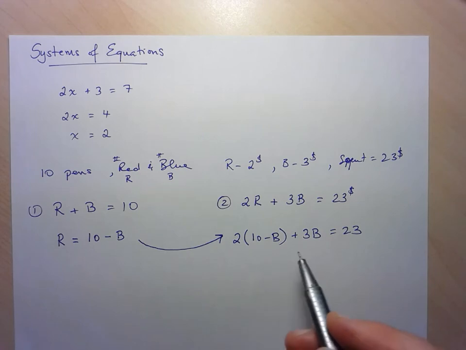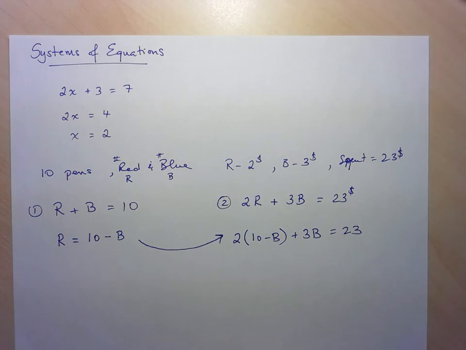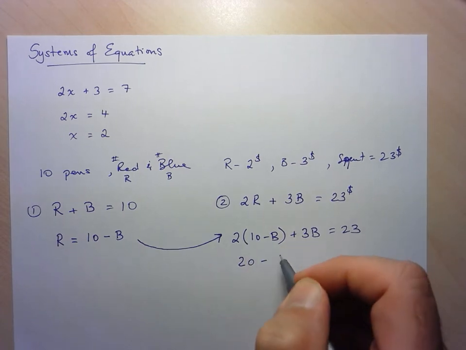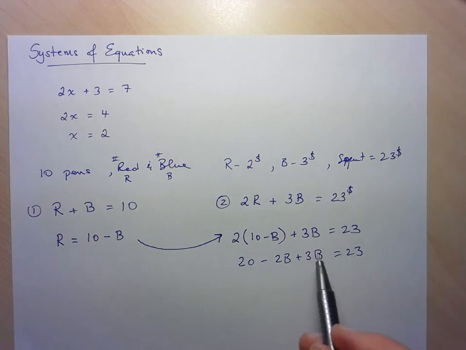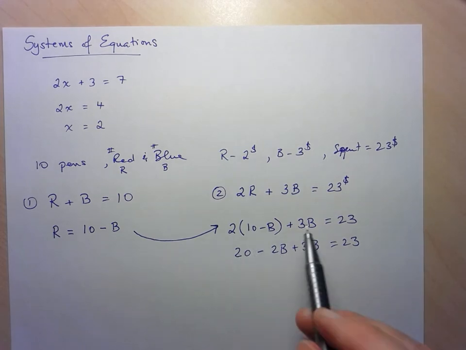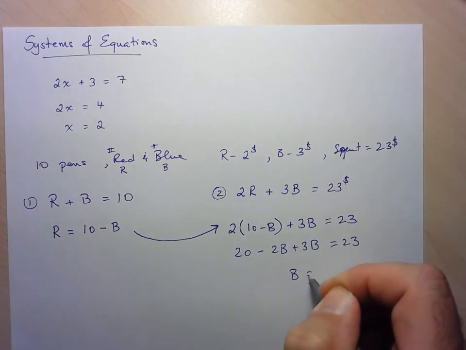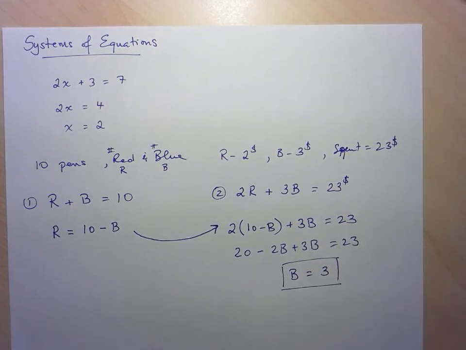Here it's a little more complex than that one there. First thing we do is distribute, so we can simplify both sides of the equation. Here we distribute: 2 times 10 is 20, minus 2 times b, plus 3b equals 23. Of course, we keep all the terms with variables on one side, and bring all the terms that only have numerical values to the other side. Negative 2b plus 3b is just b, and 23 minus 20 is equal to 3. So we've managed to figure out that 3 blue pens were sold.